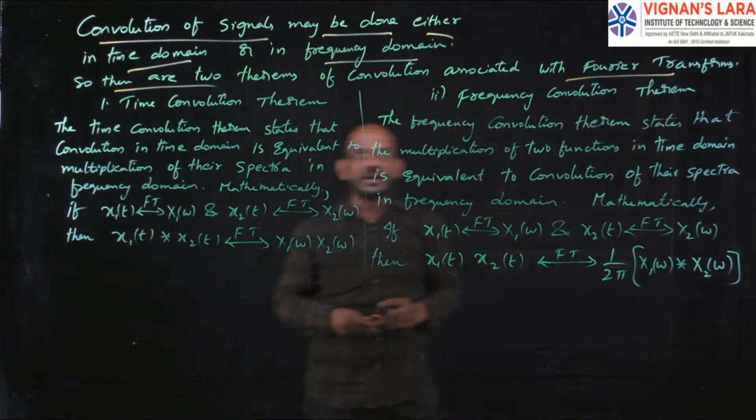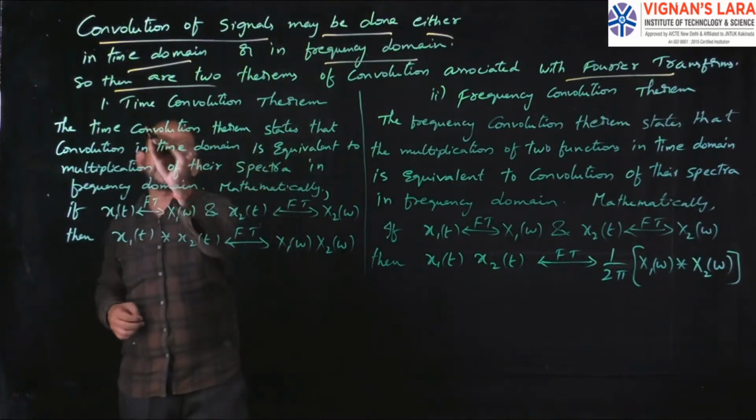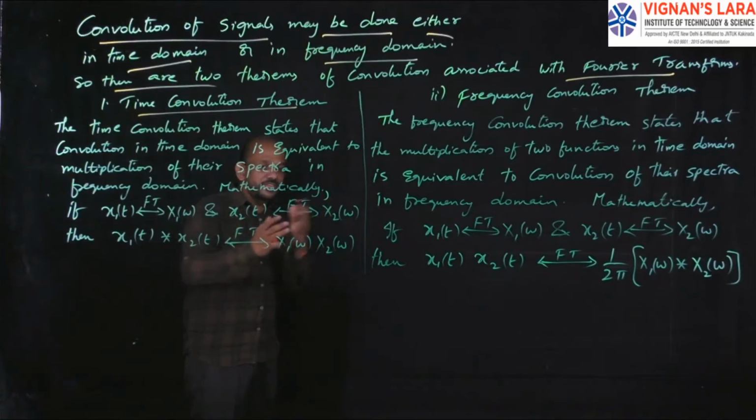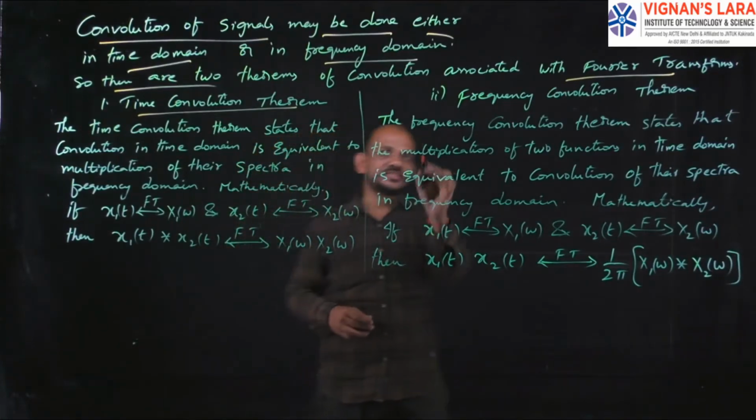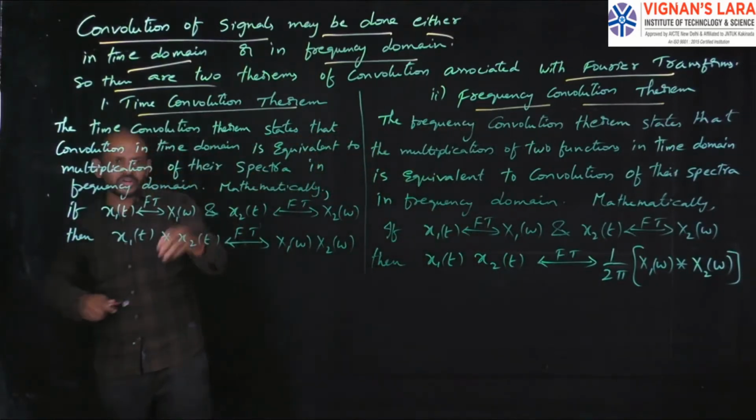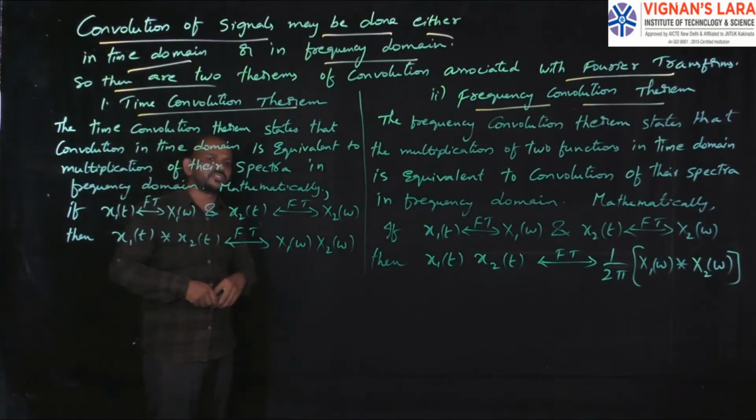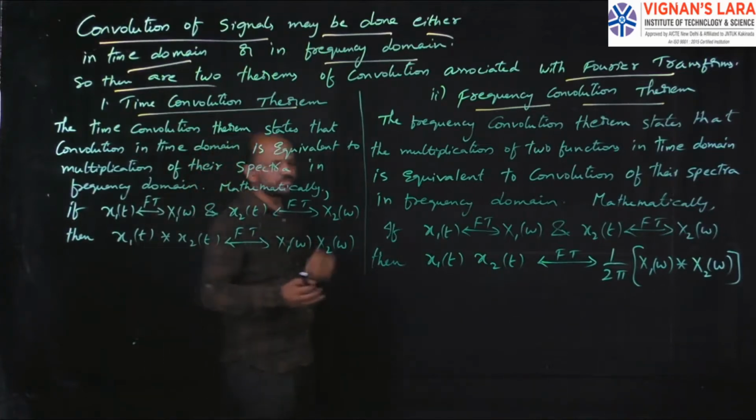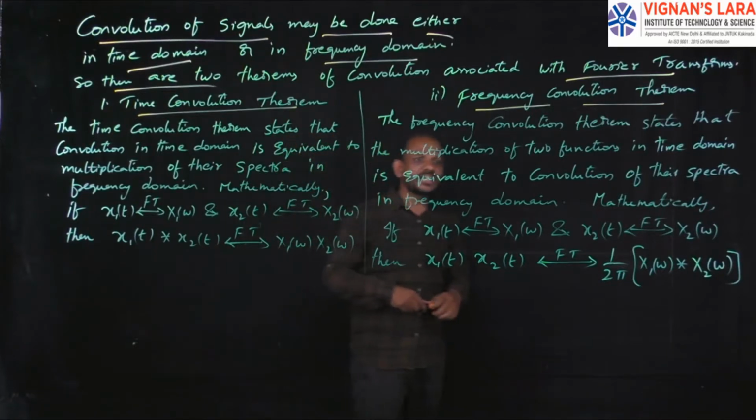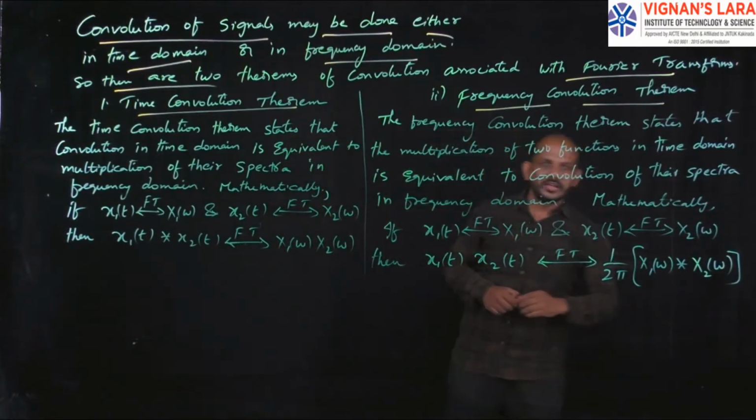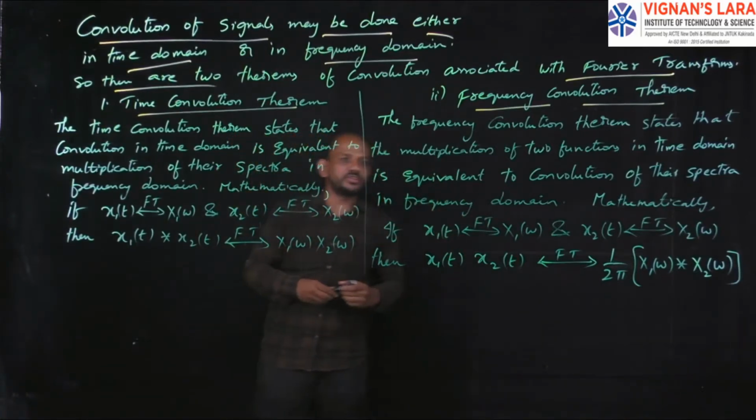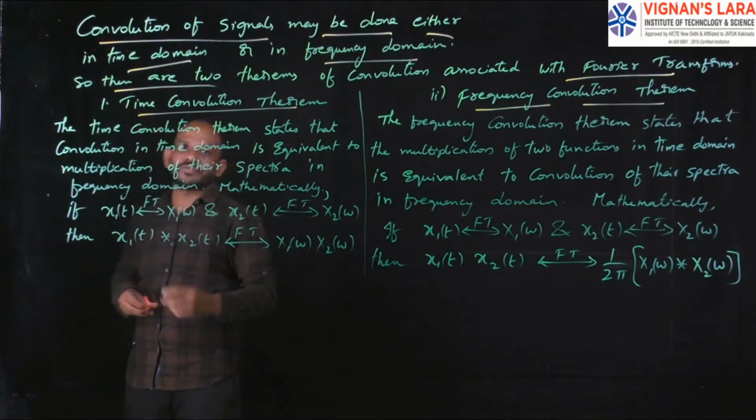With the Fourier transform, the first one is time convolution theorem. Here this theorem is associated with Fourier transform. The second one is frequency convolution theorem. So the concept of convolution can be associated with the time domain and frequency domain. So we have two types of theorems, that is time convolution theorem and frequency convolution theorem. First I will explain about time convolution theorem and then I will go for the frequency convolution theorem next. So time convolution theorem.